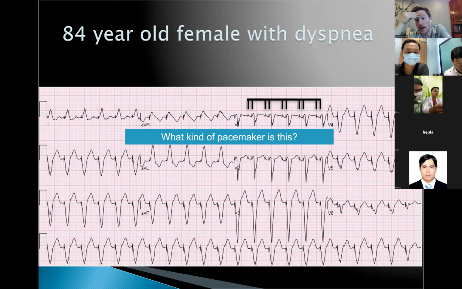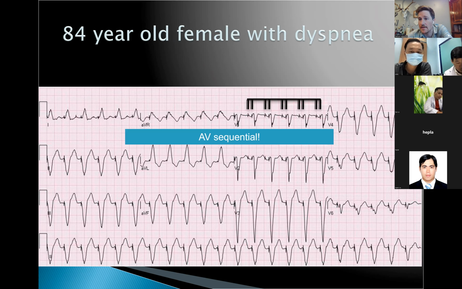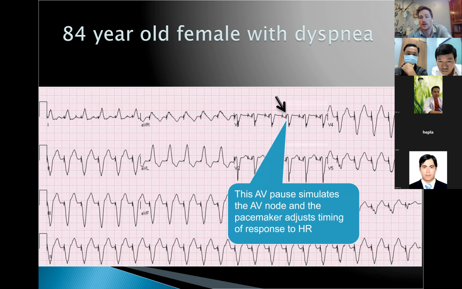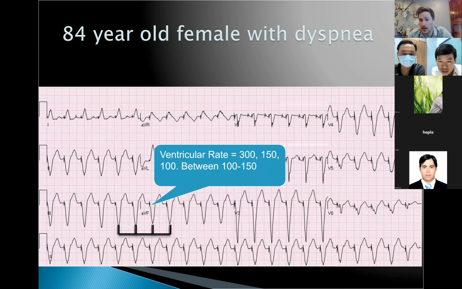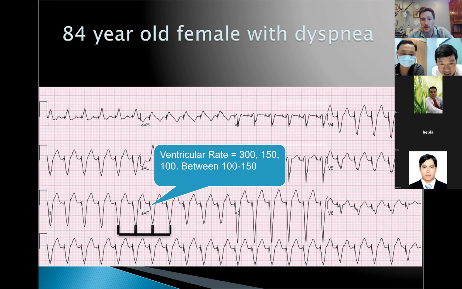So with this patient, what kind of pacemaker is this? Well, we see spikes before a P wave, and we see a spike before a QRS, and the arrows are pointing to that. So this is an AV sequential pacemaker. The pacemaker delivers an impulse to the atrium and to the ventricles sequentially. There's a pause in between that simulates the AV node, and the pacemaker adjusts the timing of response to the heart rate. Your ventricular rate, we're going to say probably between 100 to 150. 115? Pretty close, pretty fast.